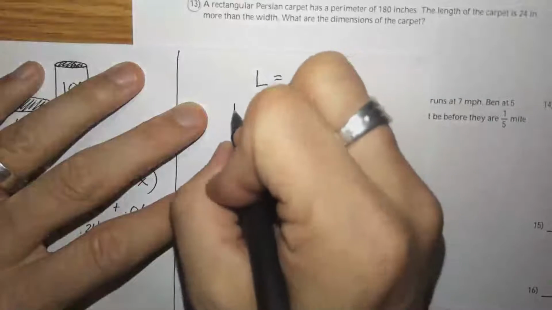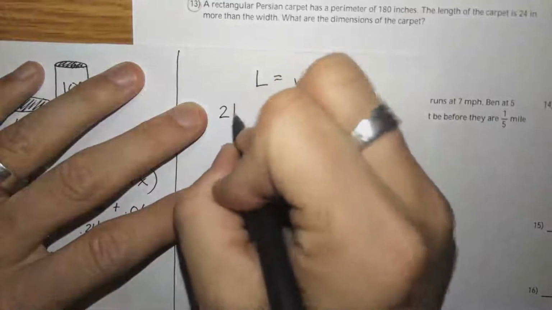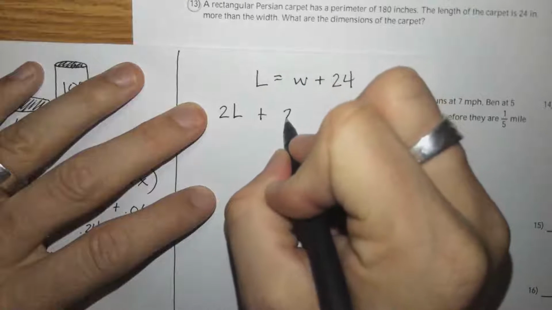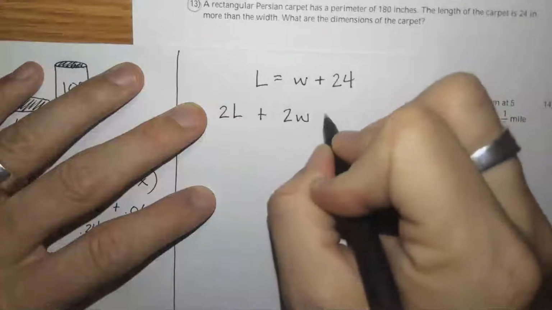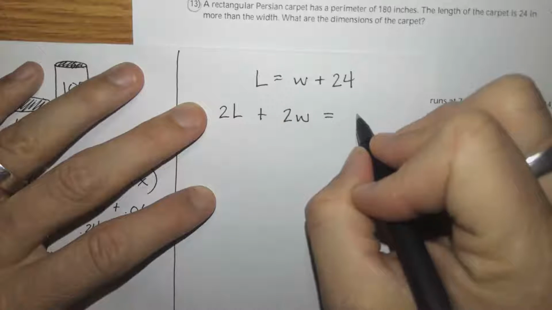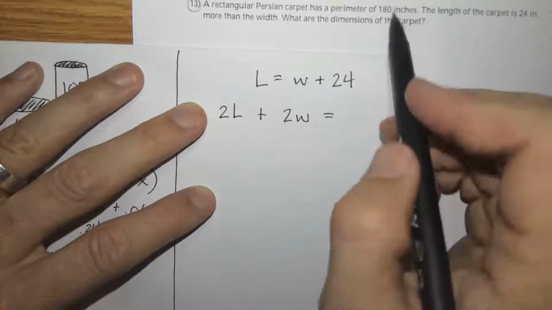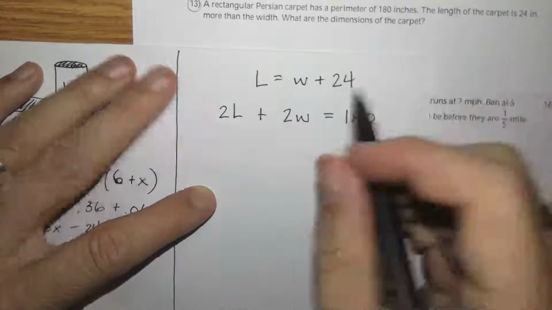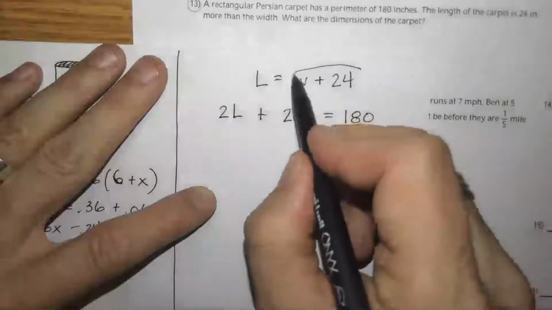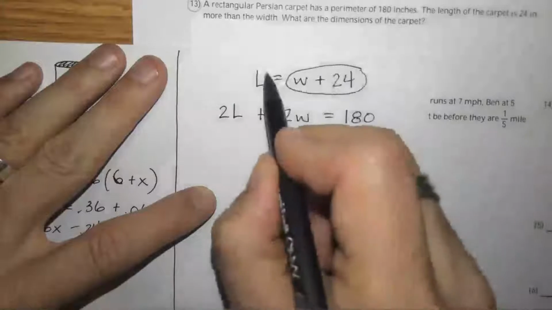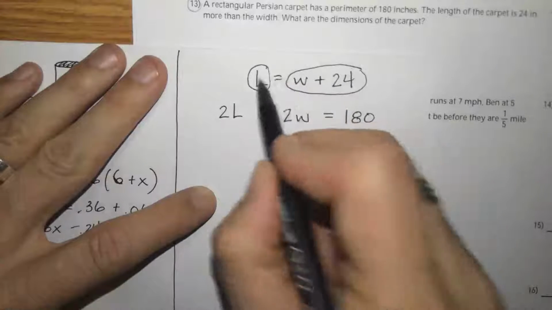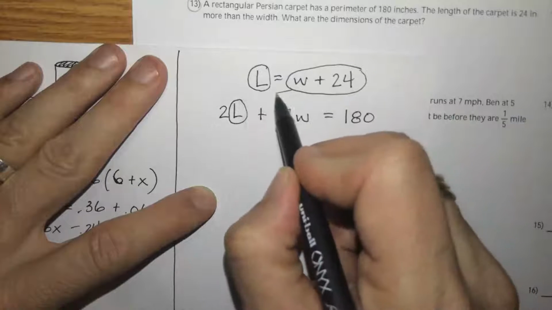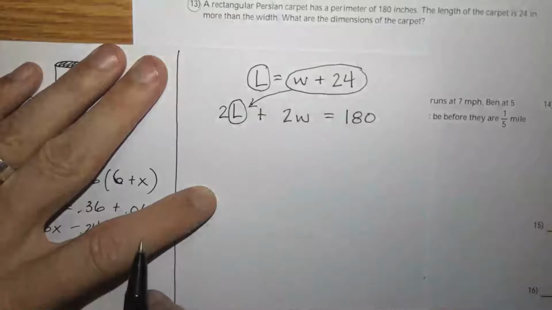And now remember, perimeter is 2L plus 2W equals whatever the perimeter is, and it says the perimeter is equal to 180. So basically what we're going to do is take this, since this is what L is equal to, and these are interchangeable, so this L is right here, so we could basically plug this in where that L is.